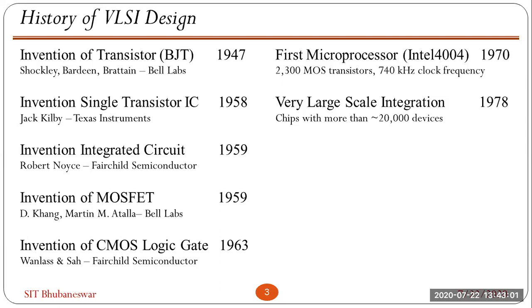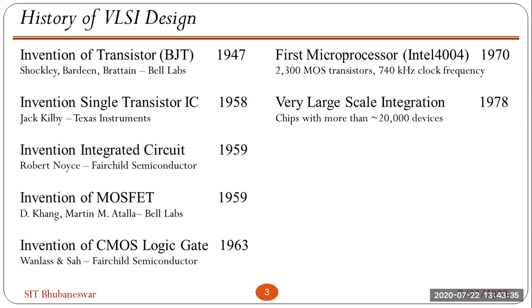Then for the first time, in 1970, the first microprocessor, Intel 4004, came to the market. The chip contains 2300 MOS transistors, and the clock frequency is 740 kilohertz. Jack Kilby and Robert Noyce were the main architects of this microprocessor.